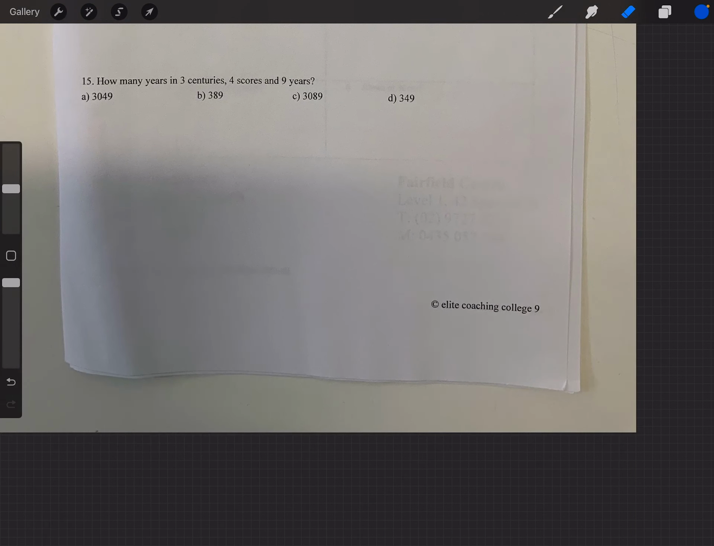Question 15. How many years in 3 centuries? So 1 century is equal to 100 years. Score, whoops. 1 score equals 20 years. They want 3 centuries, 4 scores, and 9 years. You can work it out yourself, that one.